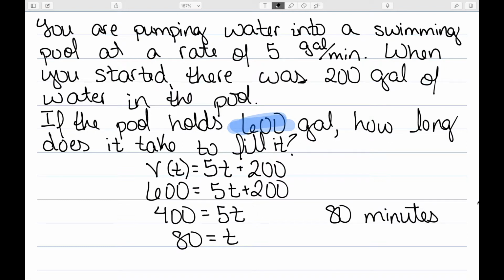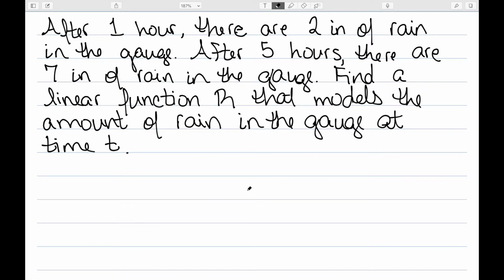This is the first type of application we have for linear models, where we know the rate and the starting value, and so we can easily get the equation. Let's look at the other type. After 1 hour, there are 2 inches of rain in the rain gauge. After 5 hours, there are 7 inches of rain in the gauge. We want to find a linear function r that models the amount of rain in the gauge at time t. So this one's trickier because we don't have the set rate or the starting value. However, we do have helpful information.